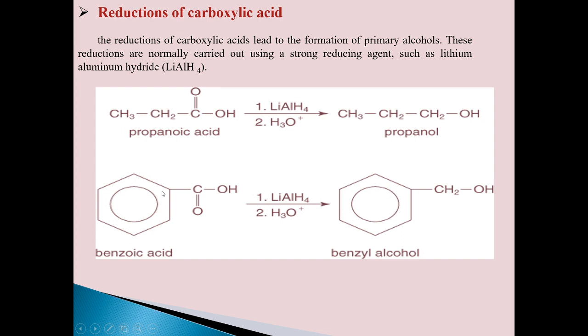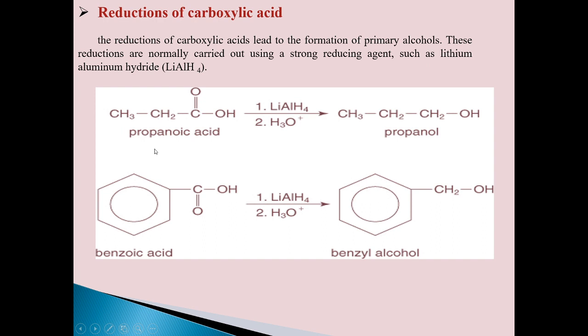Okay. The next reaction is the reduction of carboxylic acid. In the first example, we saw the reduction of ketone and aldehyde. Here the next reaction is the reduction of carboxylic acid. It is also the same formation of primary alcohol, but the substrate changes. The reagent is the same and the product is also the same. Only the starting reactant, or substrate, changes.